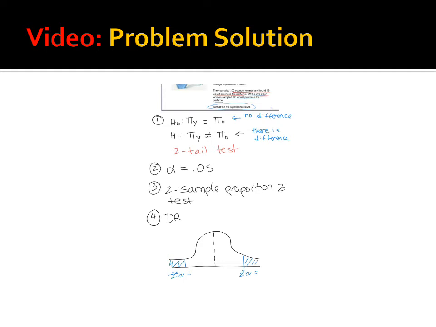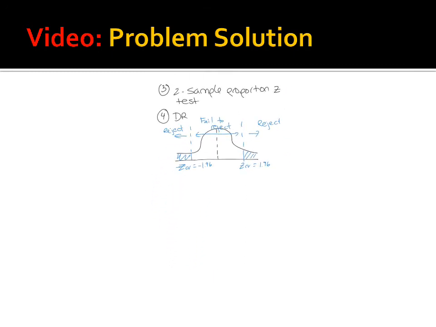Alpha 0.05, what does this tell us? It tells us that our z critical values are negative 1.96 and positive 1.96. So once again, our rejection regions: if we get a value less than negative 1.96 or greater than positive 1.96, we reject the null. And if we get a value between the two, we fail to reject. All right, on to step 5. Step 5 is our test.